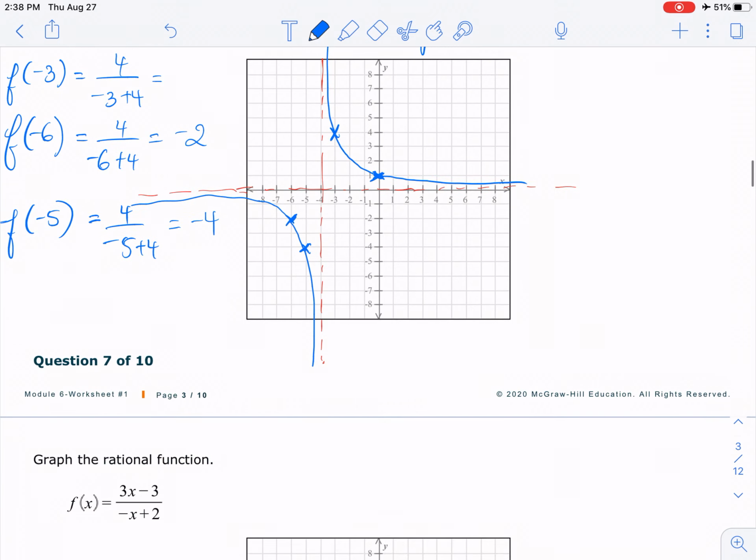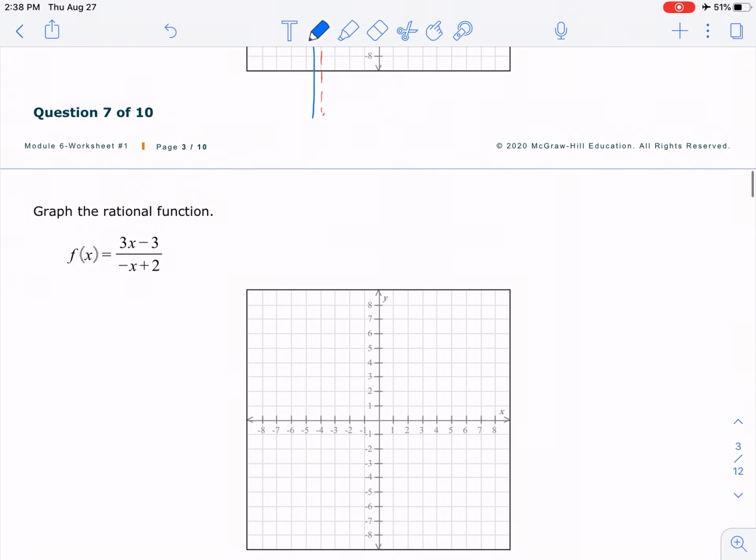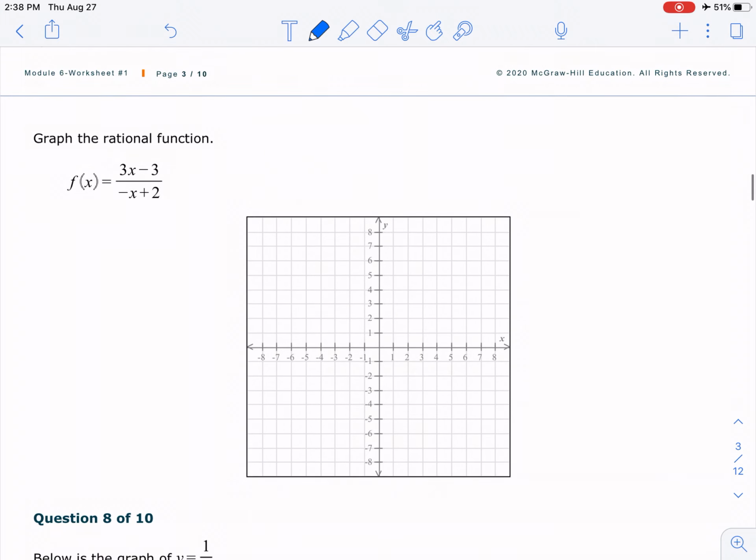Okay, moving on to number 7. Once again, I'm going to take care of vertical. So for vertical, you can see right there, it's going to be x equals 2. For horizontal, you see that we have x on top, x on bottom. So we simply take the coefficients, which is 3 over negative 1. So that's just negative 3. So the horizontal asymptote is y equals negative 3.